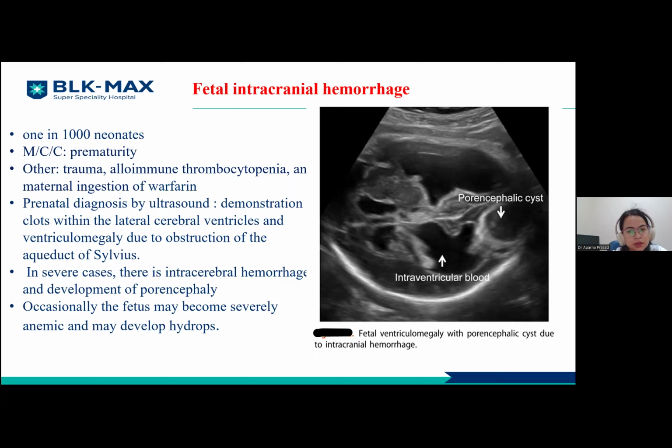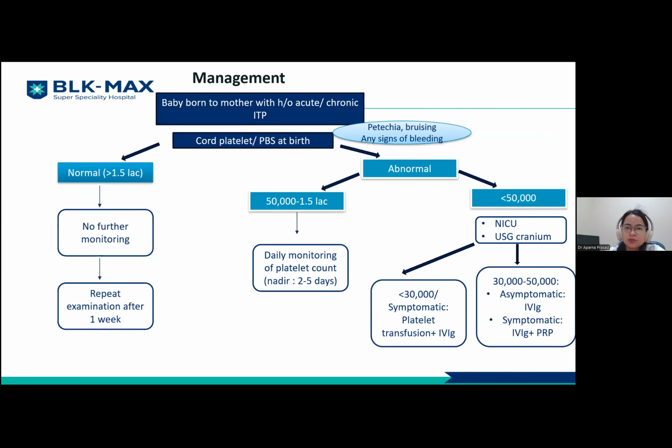Prenatal diagnosis we can do by ultrasound, in which we can see clots within the lateral ventricles. Sometimes if the hemorrhage is too much, it can cause ventriculomegaly due to obstruction of the aqueduct of Sylvius. In severe cases, these intracerebral hemorrhages can form pores and cause porencephaly. And sometimes these fetuses can become severely anemic and develop hydrops. The postnatal management is depicted in this flowchart. I will discuss it in detail.